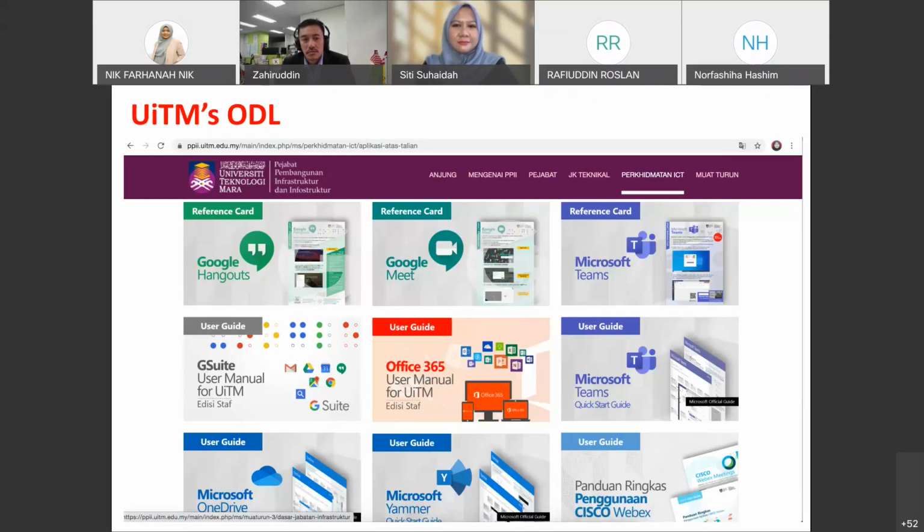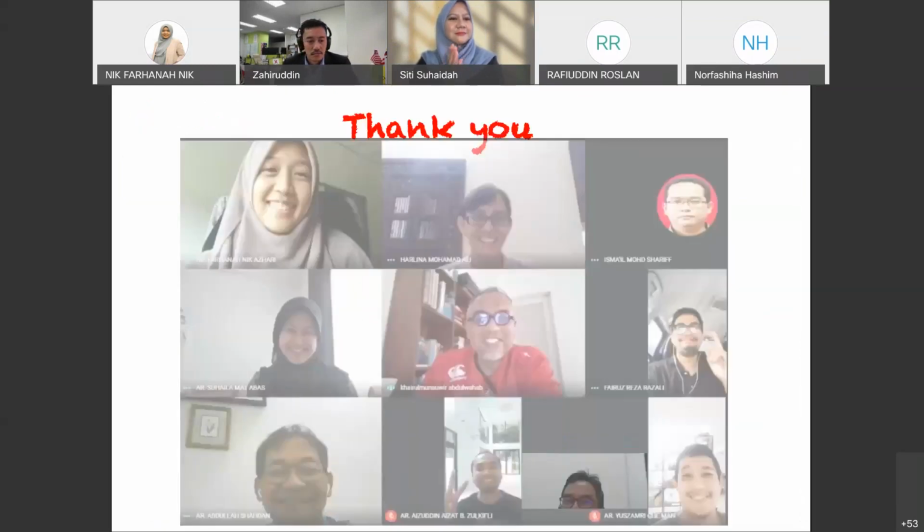Just to share a little bit how UiTM has all the ODL platforms being provided in their PPI, Pusat Pembangunan Infrastructure, UiTM. So we can have all sorts of ODL platforms that we can download and use with the account given by UiTM. Okay, so we are moving towards there, UiTM, we're moving towards there. So yes, we can do this. Inshallah, the next coming semester will be totally ODL, inshallah. Thank you very much, everyone, for listening. That will be all for my presentation today.